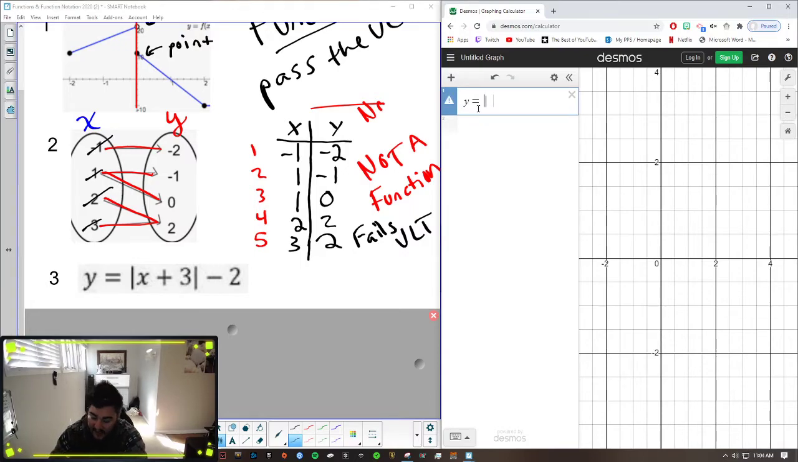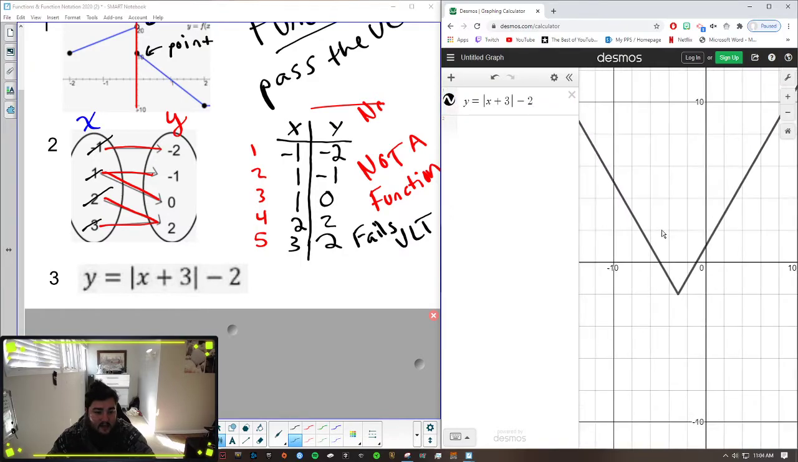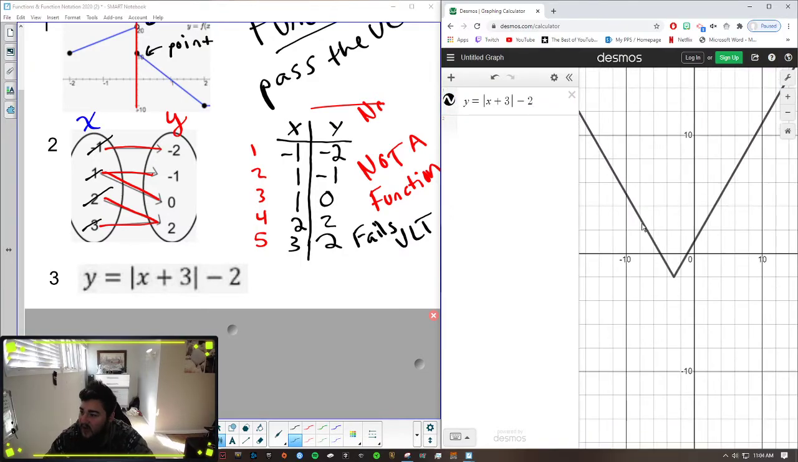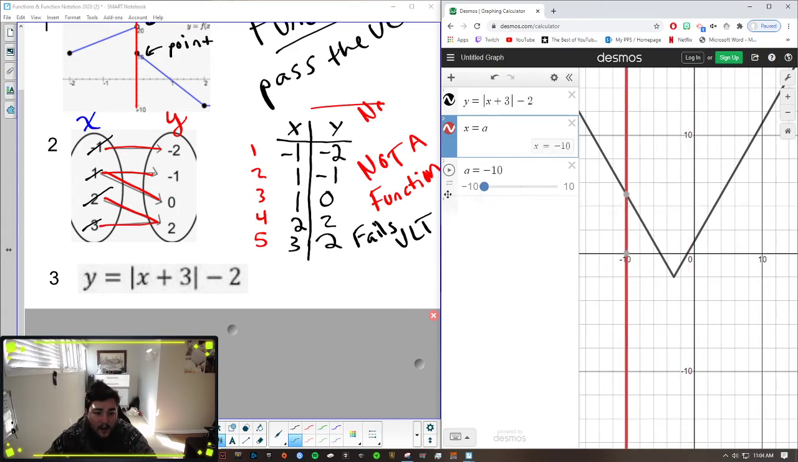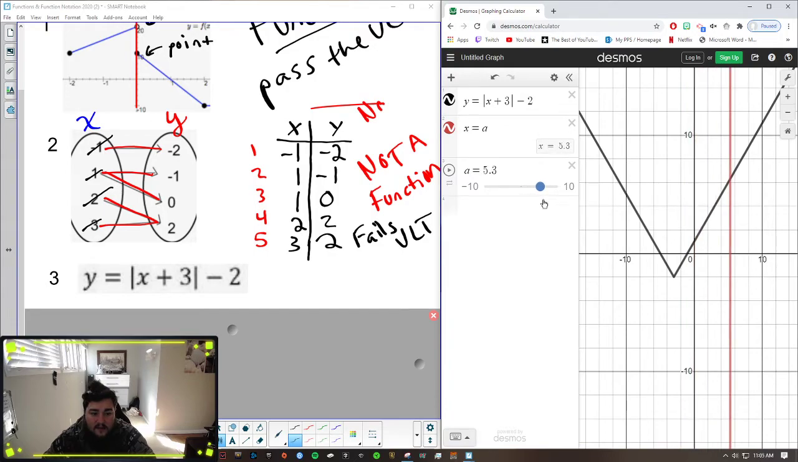Y equals the absolute value of x plus 3 minus 2. Okay, I'm going to zoom out so I can see most of my graph. And if I look at this, if I were to draw tons and tons of vertical lines, my vertical line will never touch this graph more than once. So it passes the vertical line test.